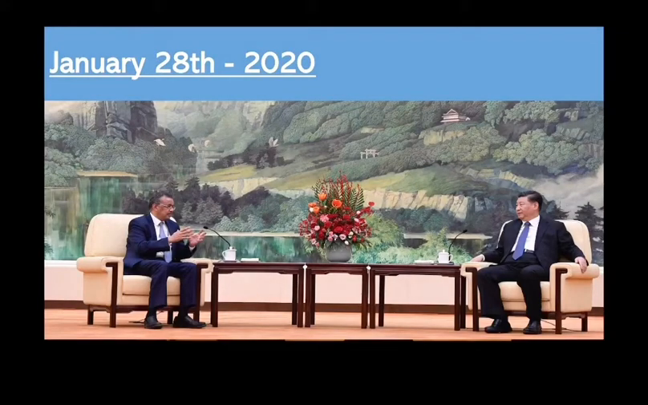The two sides agreed that WHO would send international experts to visit China as soon as possible to work with Chinese counterparts on increasing understanding of the outbreak to guide global response efforts.